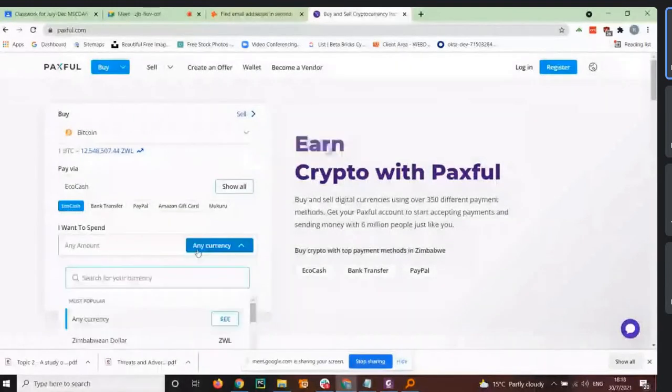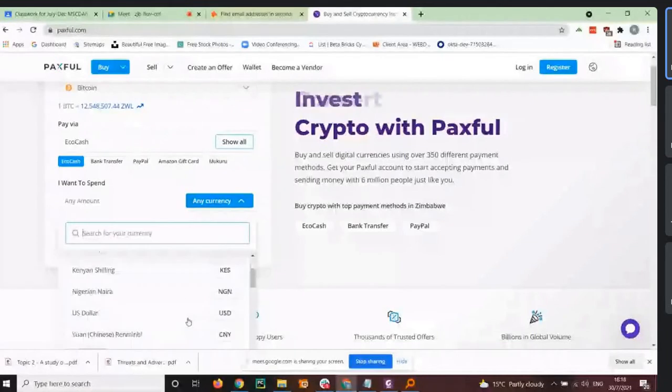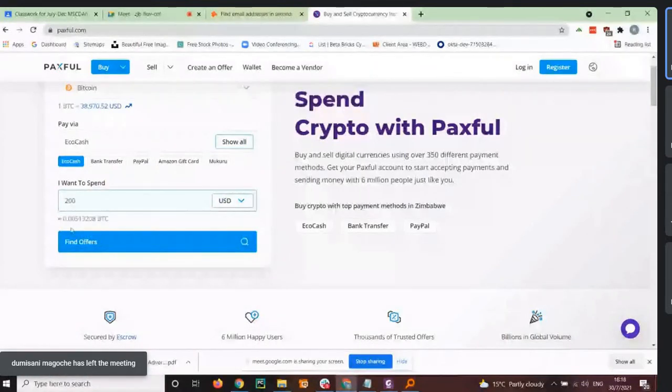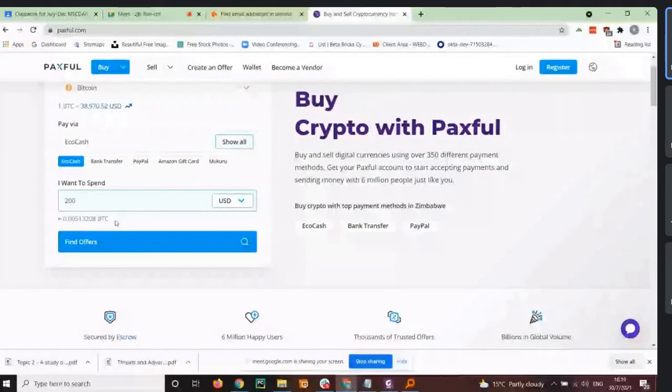Let's say in US dollars you want to spend 100, which is equivalent to approximately 0.00513 BTC. So let's say the company that hacked you asked for 200 in Bitcoin or 200 USD in Ethereum. You can also create an account. Then you select Ethereum or Bitcoin, and you click on find offers.